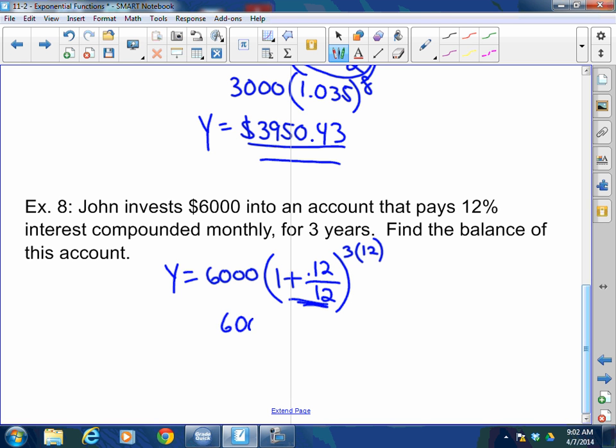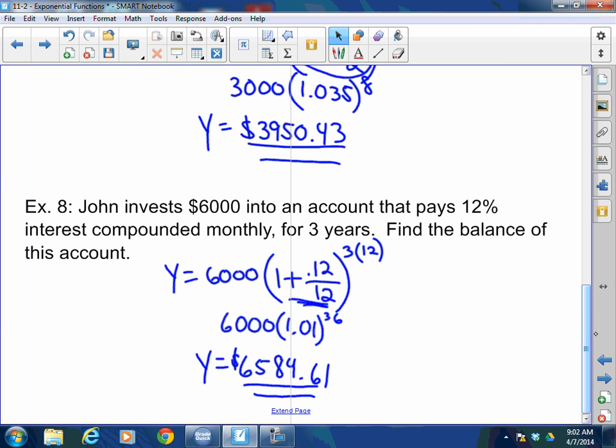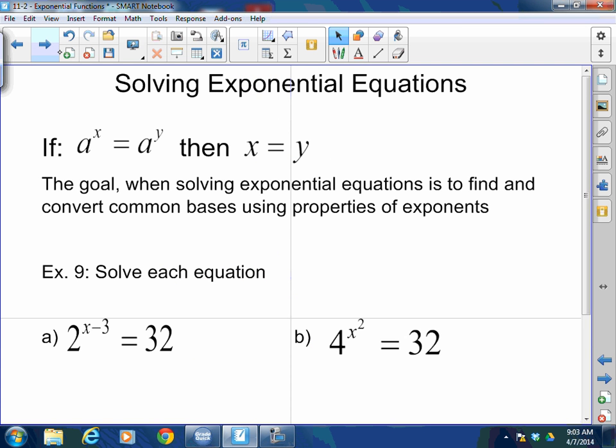So this is 6,000 times 1.01 to the 36th power. So 6,000 times parentheses 1.01, close parentheses, raised to the 36th power. And you should have $6,584.61. Does that make sense, folks? Promise you were good? Okay. Now, told you this is a long lesson. Last thing, guys.